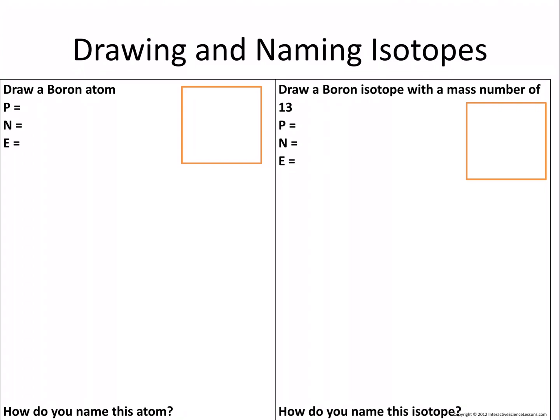If that's boron 13, what is the difference in the neutrons? Now, they've thrown in the electrons. You should know what to write in for the electrons. I'll give you a hint. This thing has atomic number 5.